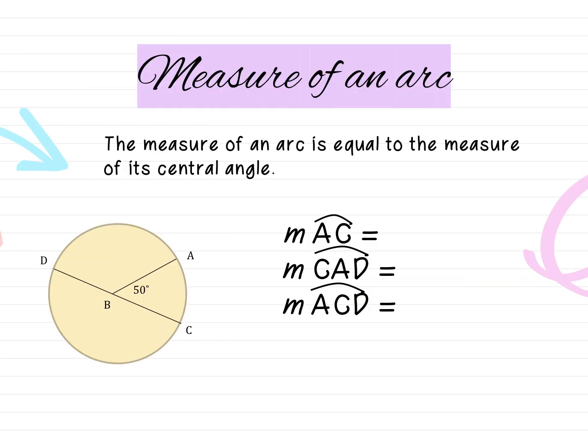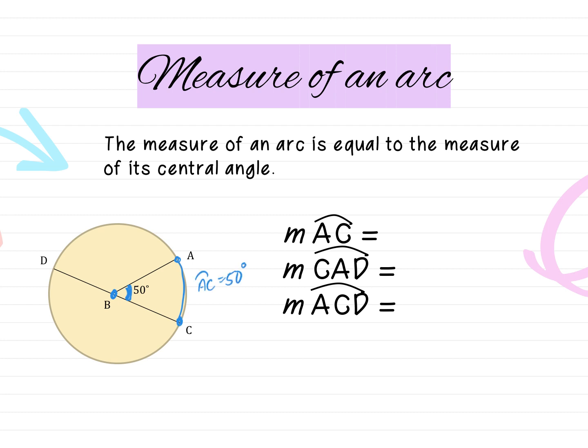So here we know we're looking at the measure of an arc. Well, the measure of an arc is equal to the measure of its central angle. This is specific to when we have a central angle, right? When the vertex of the angle is at the center. So if this central angle here is 50 degrees, then I know that arc AC is also equal to 50 degrees.